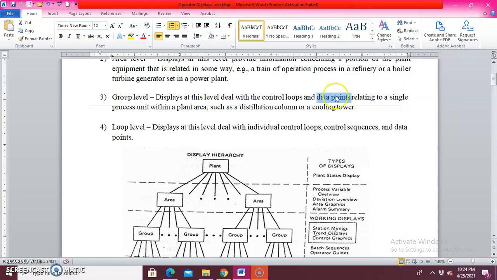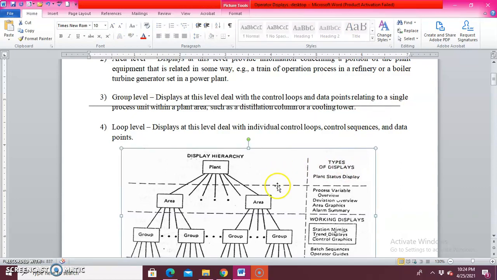Then comes your loop level. In a bigger plant, each unit again consists of some grouping parts, and a group comes under so many control loops together. So when you are classifying a particular loop, that is what we call the loop level concept. We can look at this particular diagram.